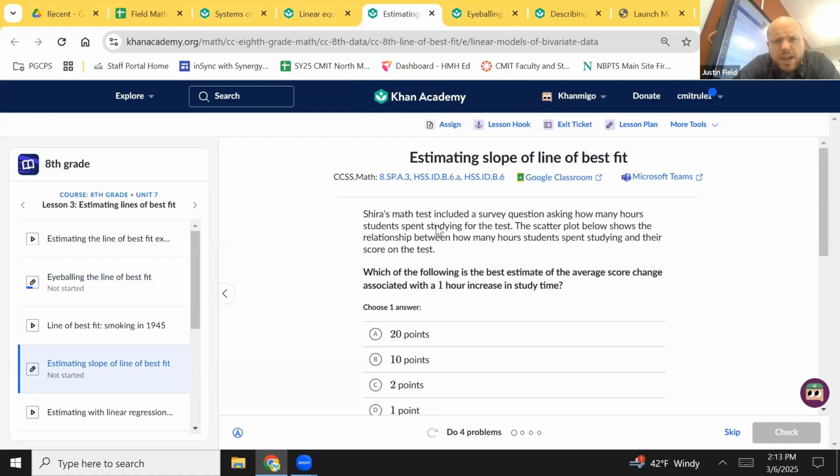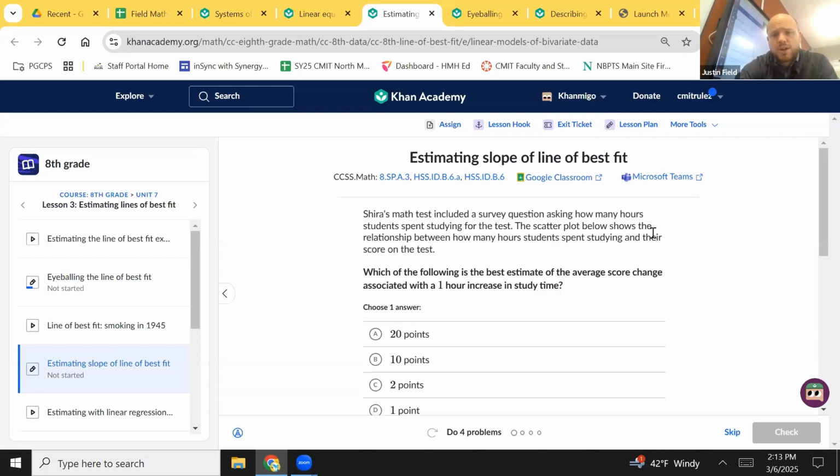Okay, Shira's math test included a survey question about how many hours students spent studying for the test. And just so you know, you do have to write down this word problem. We're not doing a lot of word problems, but the ones in the video should be in your notes. Should write down every word here.